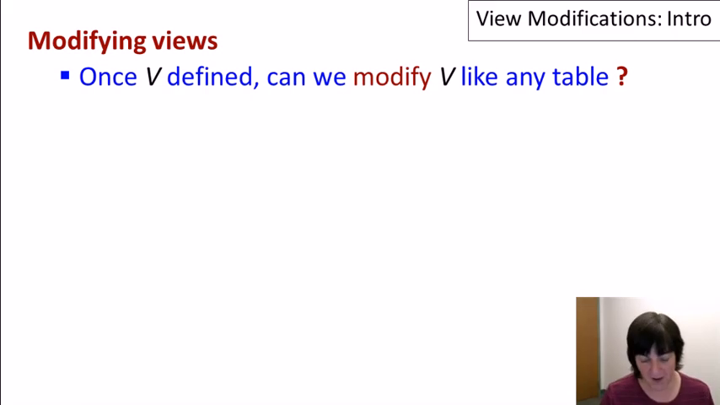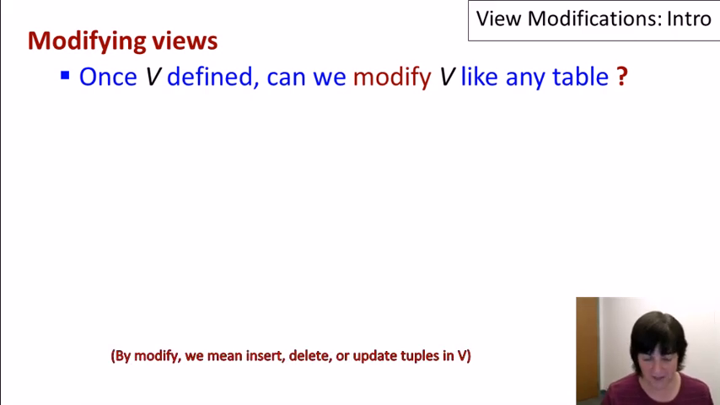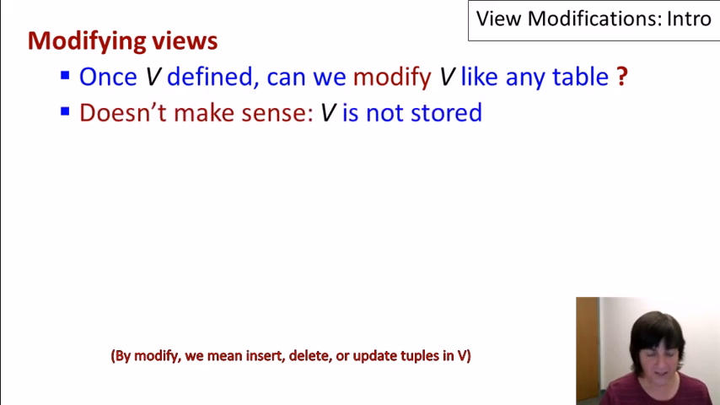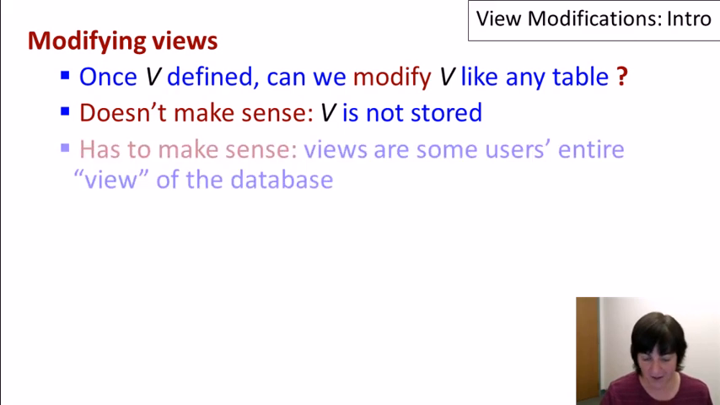Now, what about modifying views? Once a view has been defined, can we modify it just like it's any table in the database? Well, in one way that doesn't make sense because V isn't stored, so it's not a table that we can go in and update to insert tuples, modify tuples, or delete tuples. But in another way, it absolutely has to make sense because the idea of views is that some users or application developers are seeing those views as their only view of the database.